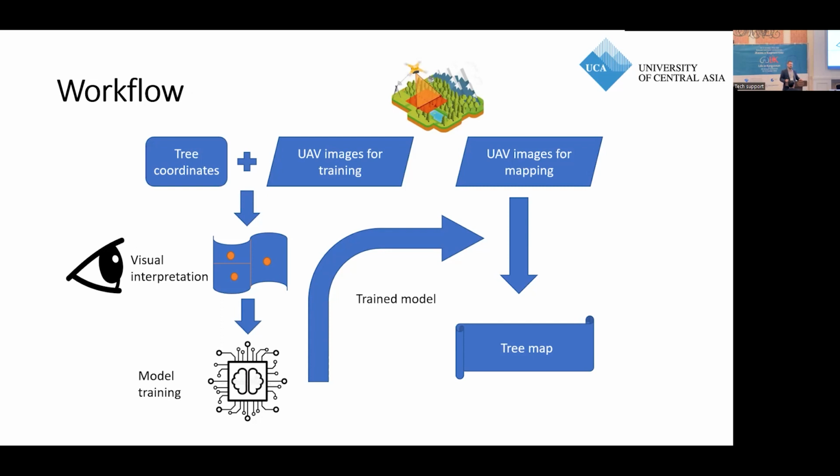And after application of this model, we produce the tree map. So this is basically a map which says which tree is where. So up to the tree level, we can do a really, really precise mapping of each single tree in the forest.